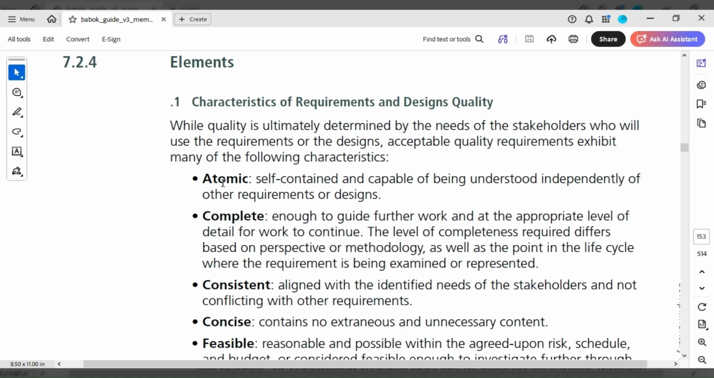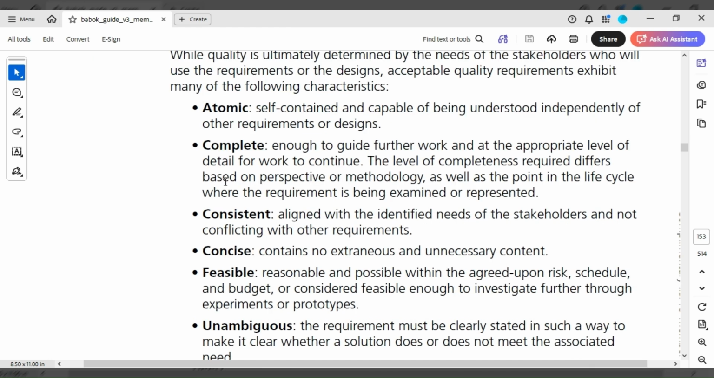So going into the elements, the first is characteristics of requirements and design quality. While quality is ultimately determined by the needs of the stakeholders who will use the requirements or the designs, acceptable quality requirements exhibit many of the following characteristics. So let's look at the characteristics of acceptable quality design. Atomic: self-contained, and capable of being understood independently of other requirements or designs. So you are able to understand that independently of any other design or requirement.